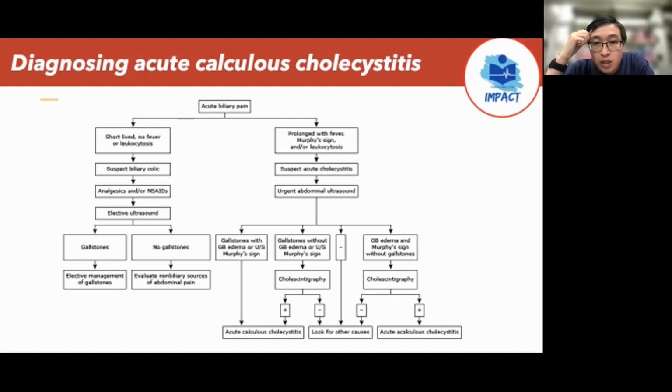But sometimes the abdo ultrasound is equivocal, in which case you proceed to what we call a HIDA scan. HIDA is labeled using a radioactive compound, and it's injected intravenously. HIDA is then taken up selectively by hepatocytes and excreted into the bile. So if the cystic duct is patent, the tracer will enter the gallbladder, and you should be able to see the gallbladder without need for concentration, usually within an hour.